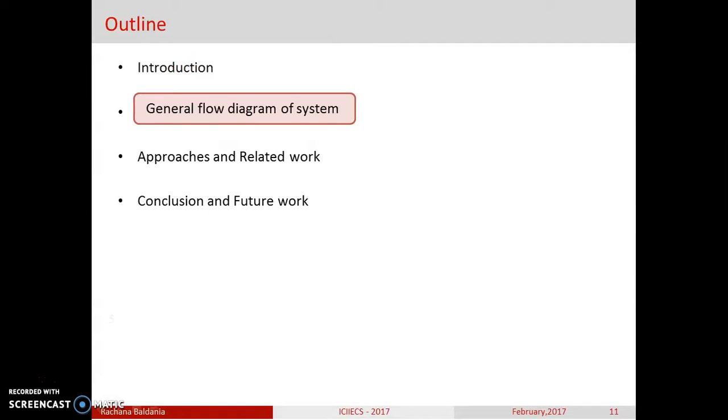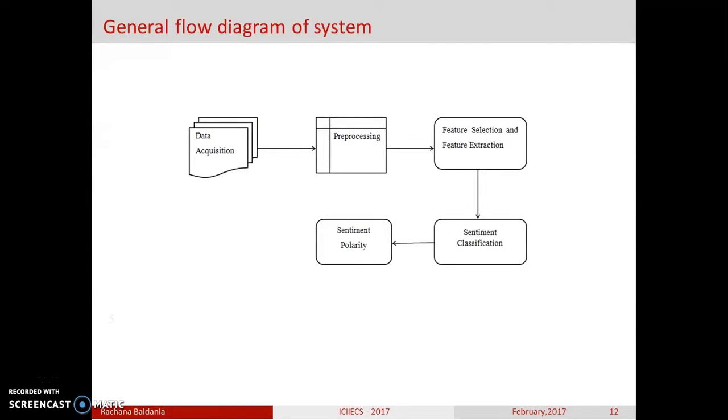Next, we are focusing on the general flow diagram of the system. So this is our general flow diagram. In data acquisition, data are gathered from different relevant sources such as blogs, web crawling, Twitter tweets, online reviews, news feeds, document scanning, etc. In short, we have to consider sentimental documents as per the level of sentiment analysis.